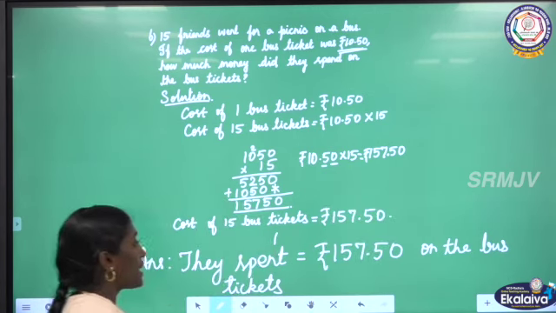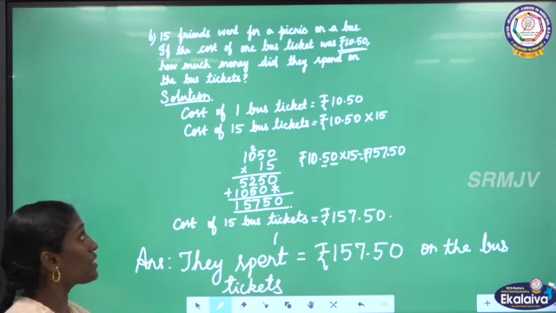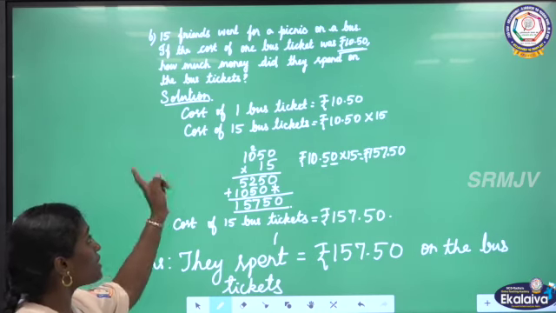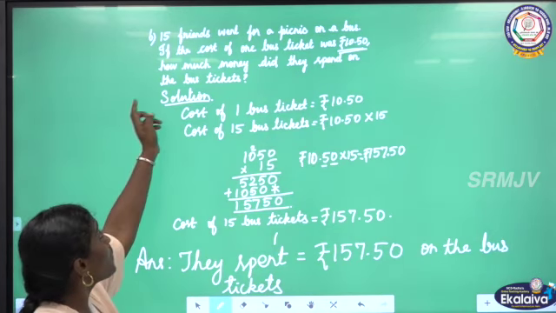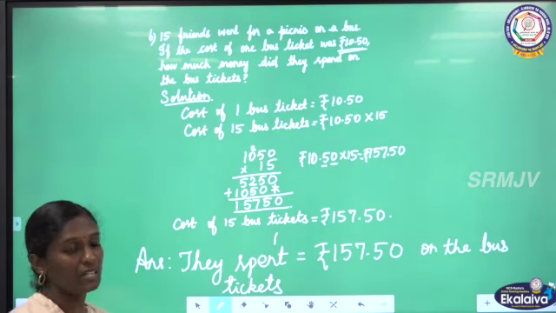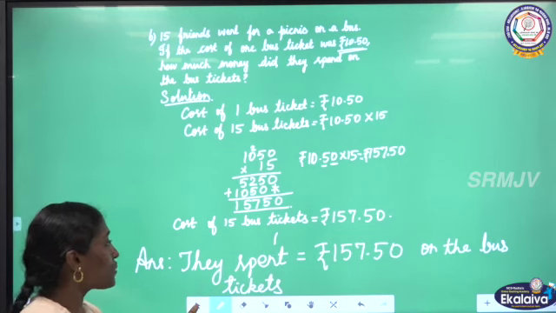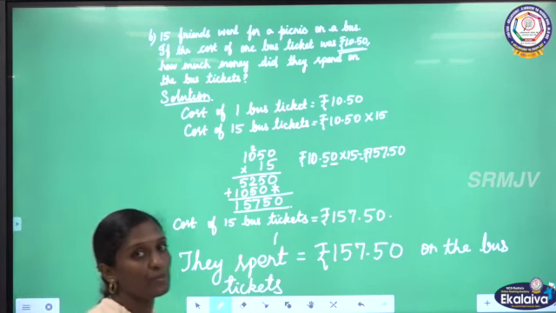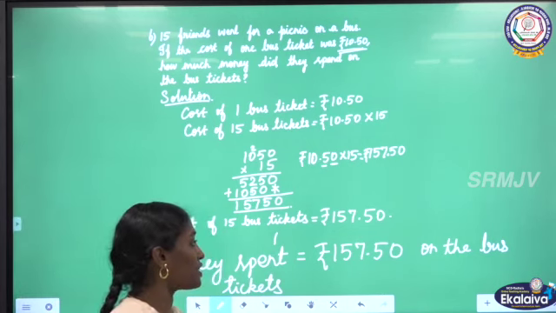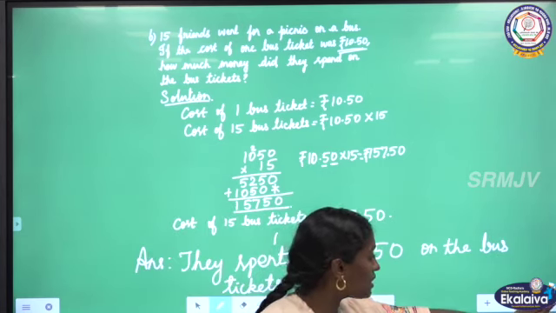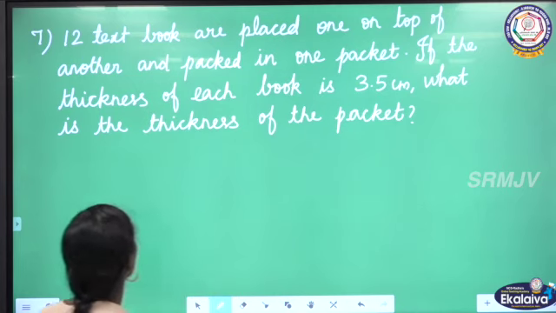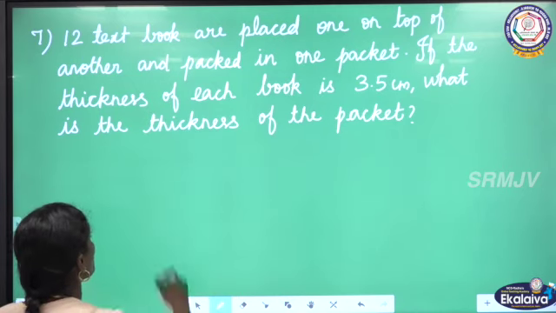So to find the amount they spent on the bus tickets, from the cost of one bus ticket, we are finding the cost of 15 bus tickets, because 15 friends went for a picnic. So at last they spent rupees 157.50, 157 rupees 50 paise on the bus tickets. Is it clear, children? The next one, 12 textbooks.